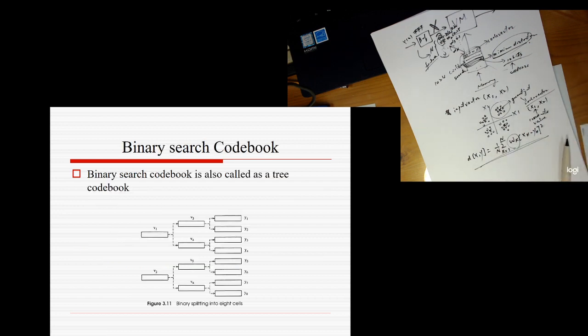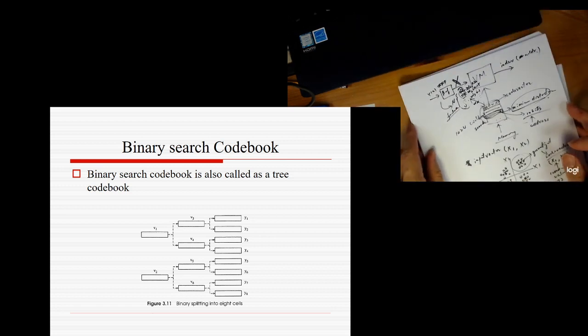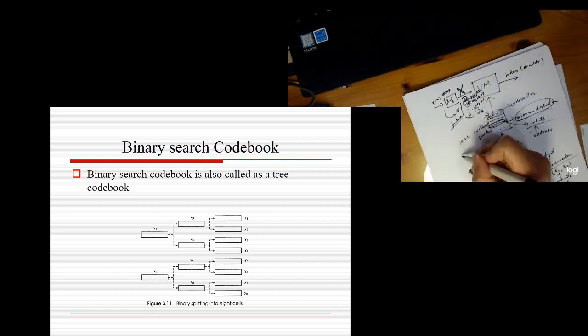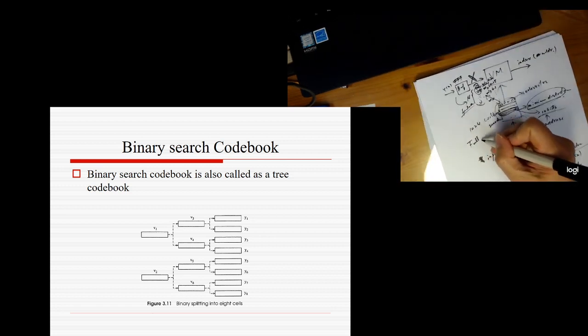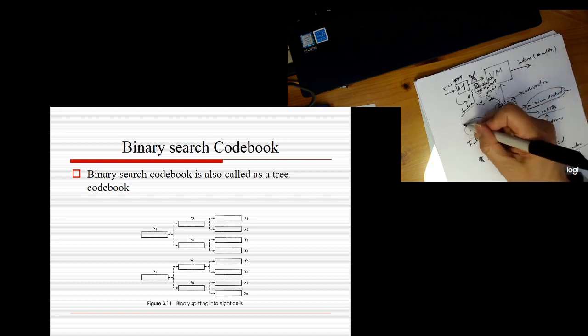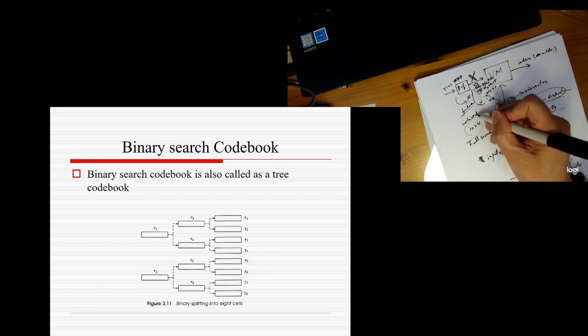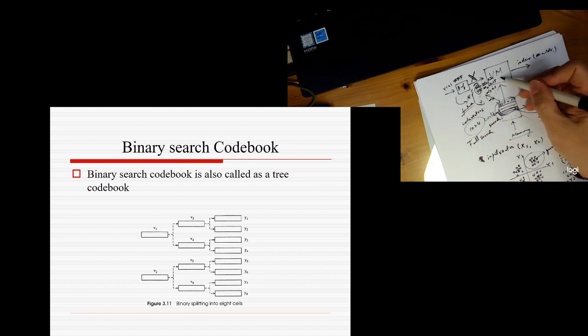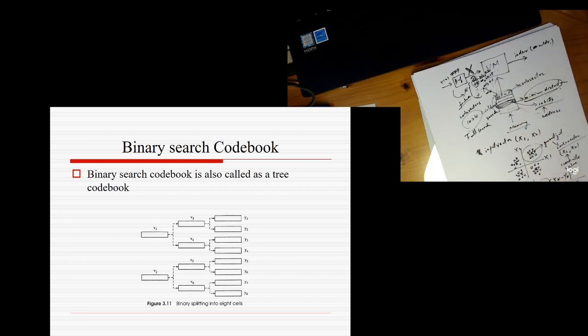Another one is the binary search codebook. Binary search codebook is about what happens if you are trying to do the full search of your codebook. If you have 1024 covectors, you have to do the vector matching 1024 times. Each one you have to calculate distortion, so it will take a lot of time.